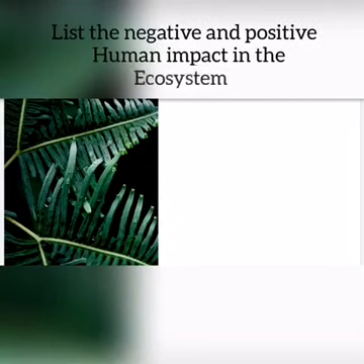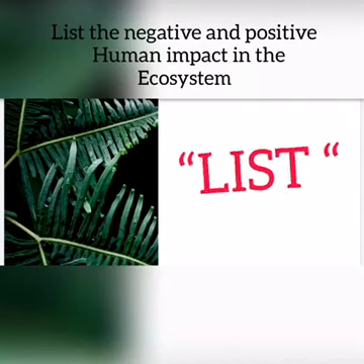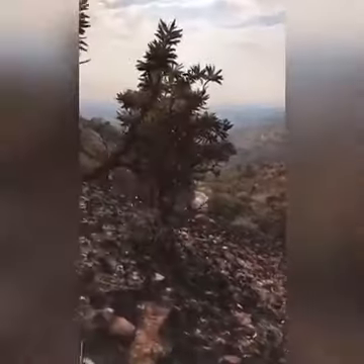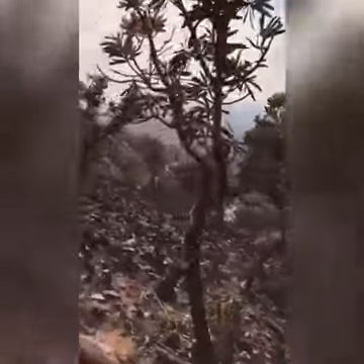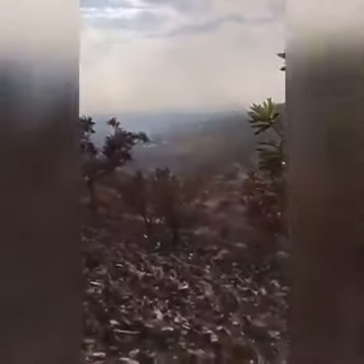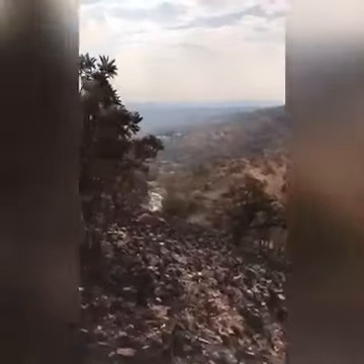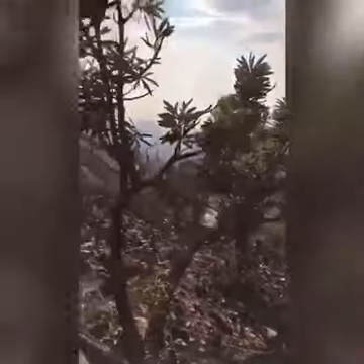Lastly, you need to list the negative and positive human impact on the ecosystem. Please note, you are asked to list. Therefore, do not write a paragraph or try to explain. You are only listing. The negative and positive human impact on the ecosystem is something which has been discussed since grade 8. I trust that you will do very well in listing those negative and positive human impact on the ecosystem. Basically, that is all you have to do for task 1.